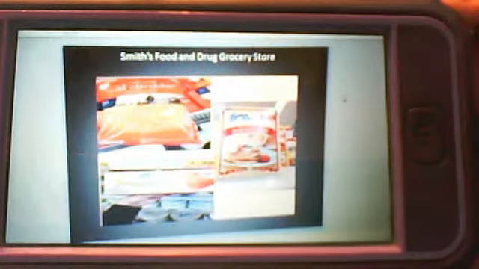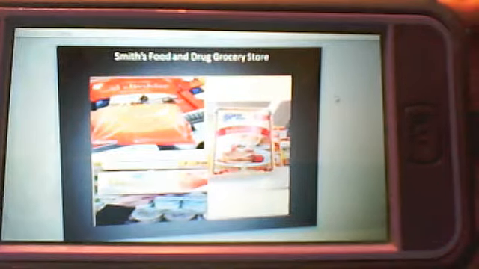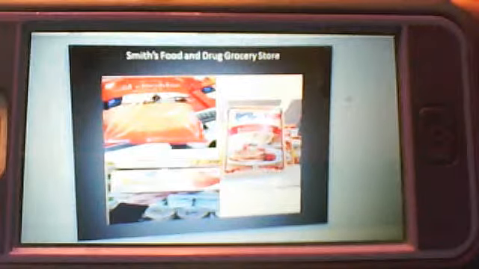This Food and Drug is where I shop, where I have shopped, where I will always shop. And no, they are not paying me to say this.